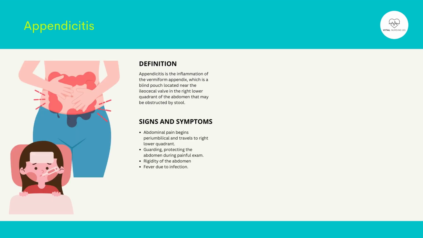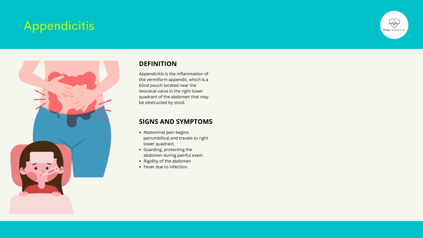Now let's go over the signs and symptoms of the patient. Abdominal pain that begins periumbilical and travels to the right lower quadrant. Rebound pain. This means pain when pressure on the abdomen is quickly removed. Rebound pain occurs with peritoneal inflammation. Guarding. This means protecting the abdomen during an assessment exam.